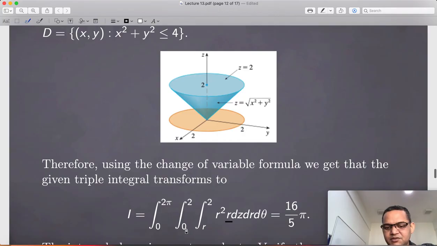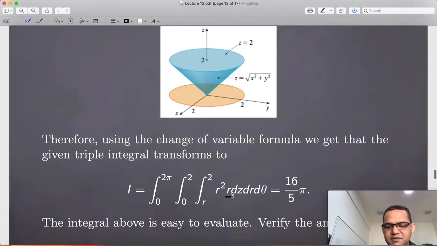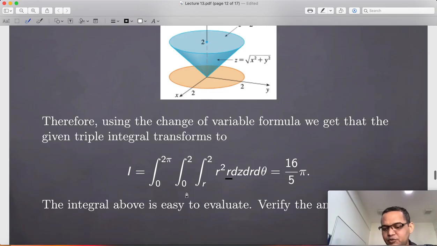So the limits for z, let me first talk about the limits for z. The limits for z are from this to this, which is given, and this is nothing but r. So the limit of z is r to 2, and the limits of r, you look at this disk, this is going from 0 to 2, and then theta is going all the way from 0 to 2 pi.